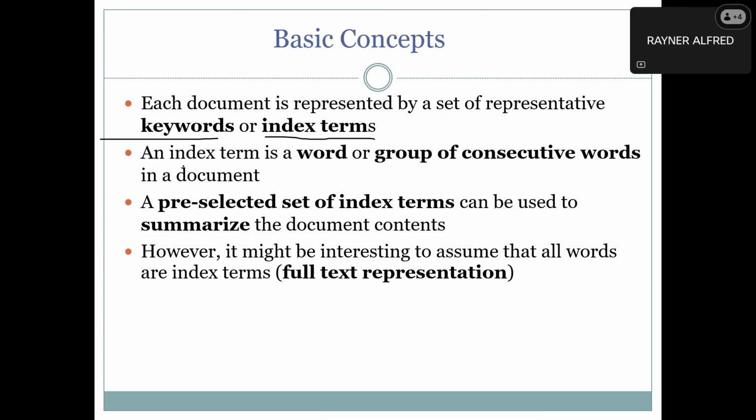Okay, so when we say index term, it refers to the word or group of consecutive words that we have. Group of consecutive words means we have more than one word for the index term. For example, computer science, that's two words, software engineering, network engineering, and so on.